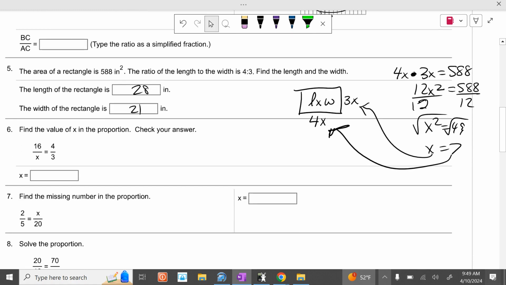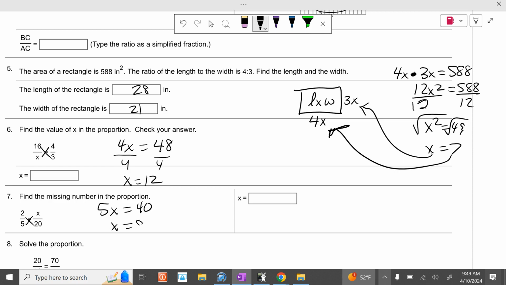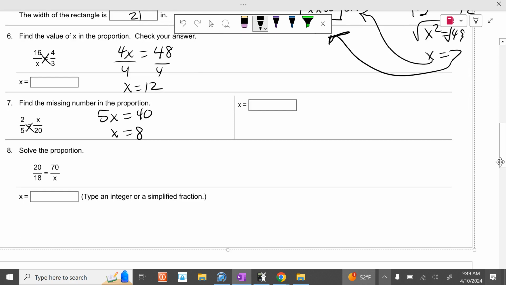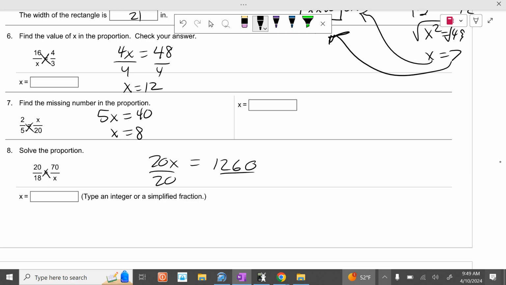Okay, solving proportions, cross multiply. 4x equals 16 times 3 is 48, and divide by 4. x equals 12. Cross multiply. 5x equals 40, so x equals 8. Cross multiply. 20x equals 18 times 70, which is 1260, and divide by 20. And it is 63, right?